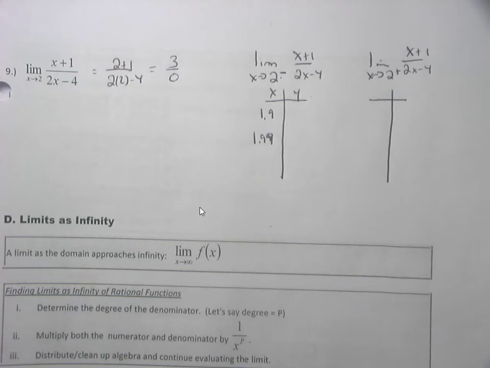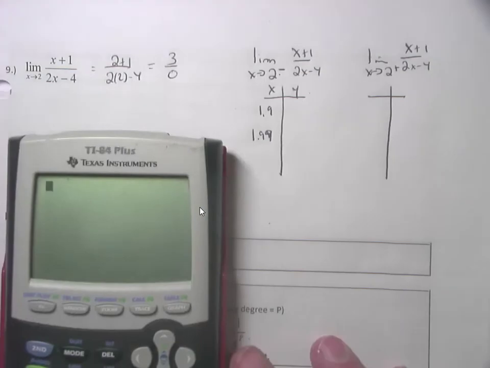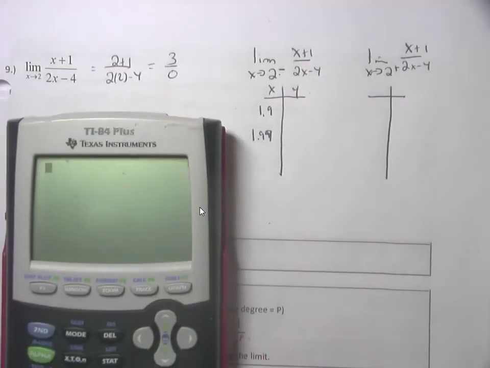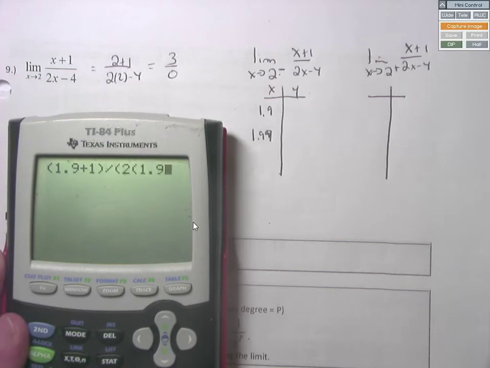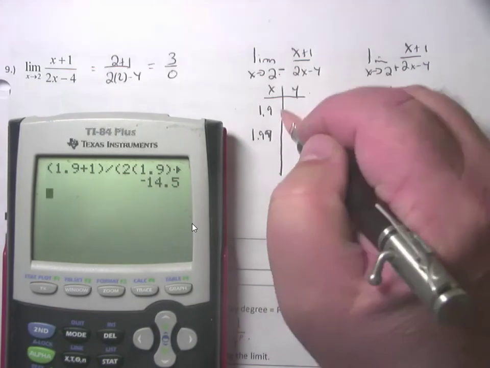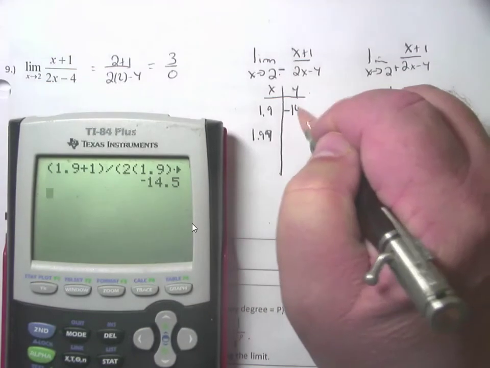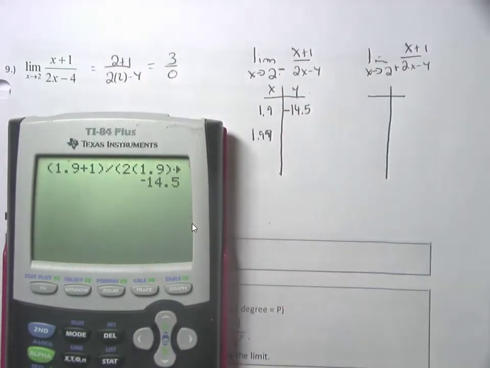So here we go. Turn my calculator on here. And parentheses around your numerator. Plugging in for x, 1.9 plus 1 divided by parentheses around the denominator, 2 times 1.9, close parentheses, minus 4, close parentheses around the numerator, parentheses around the denominator. What do I get? I got negative 14.5. Okay?